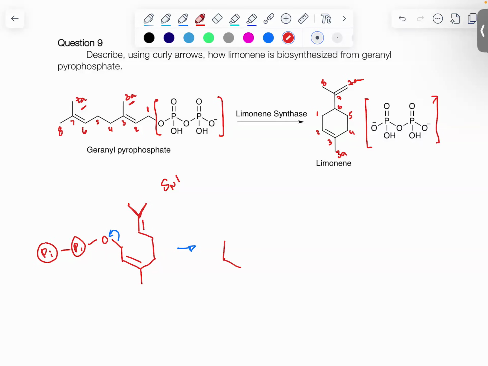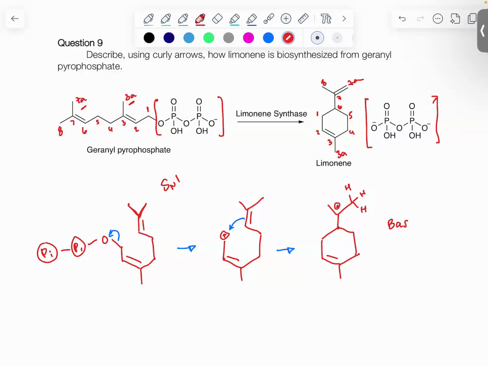So we get this structure. And as we just saw with addition to an alkene, we have an electrophile right close by. We can add to our alkene.